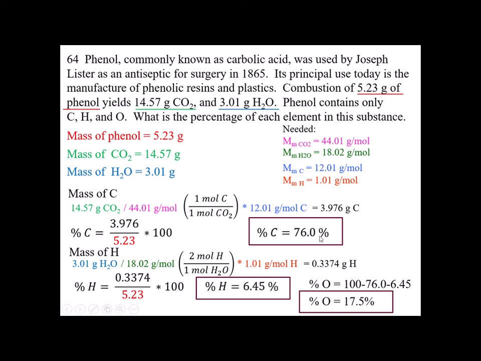So there are 3 answers for this problem: 76.0% for the carbon, 6.45% for the hydrogen, and 17.5% for the oxygen. Unfortunately, that's the only problem that is like this in the book, so I don't have a separate example for you. But you can go back and rewind this video or pause this video per each step to understand it. But this is the end of that video.